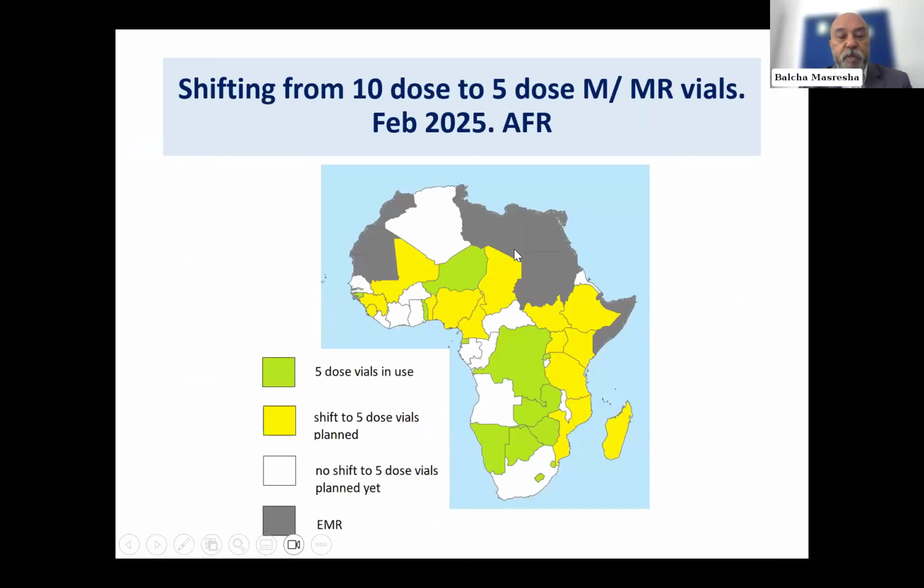One of the things that we've been doing over the past few years is to try and support countries to move from using 10-dose vials for measles and MR towards using 5-dose vials. And basically, this is to try and make it easier for vaccinators at the vaccination post to open the vial and reconstitute the vaccine, even if there are 1 or 2 clients at the vaccination post.